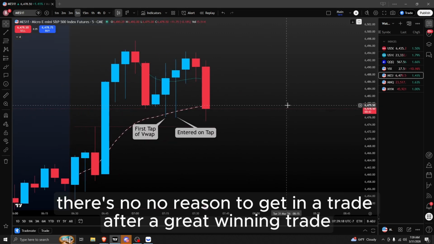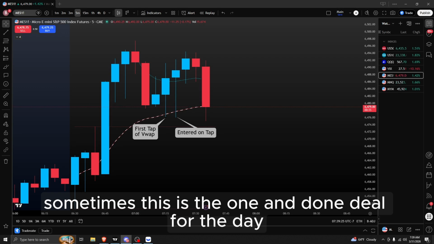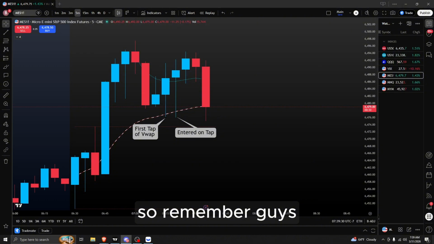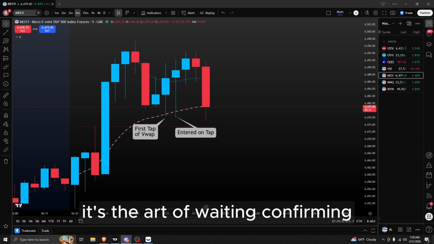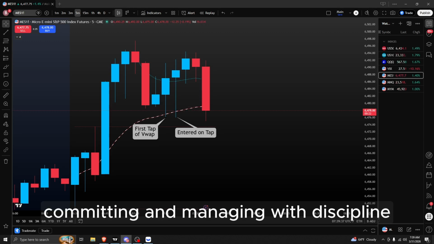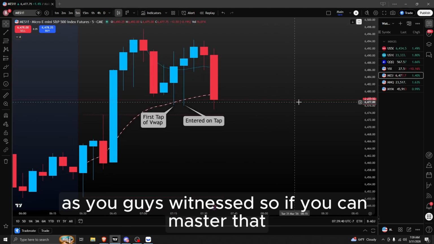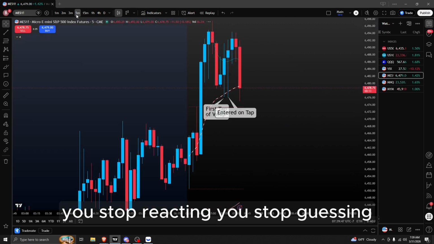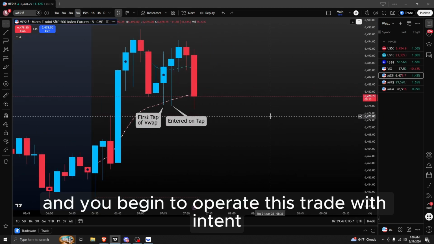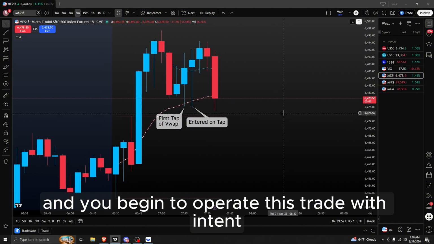There's no reason to get in a trade after a great winning trade. There's no need to force entries. Sometimes this is the one and done deal for the day. So remember, guys, execution is not the art of clicking buttons. It's the art of waiting, confirming, committing, and managing with discipline, as you guys witnessed. So if you can master that, you stop trading like everyone else. You stop reacting, you stop guessing, and you begin to operate this trade with intent.